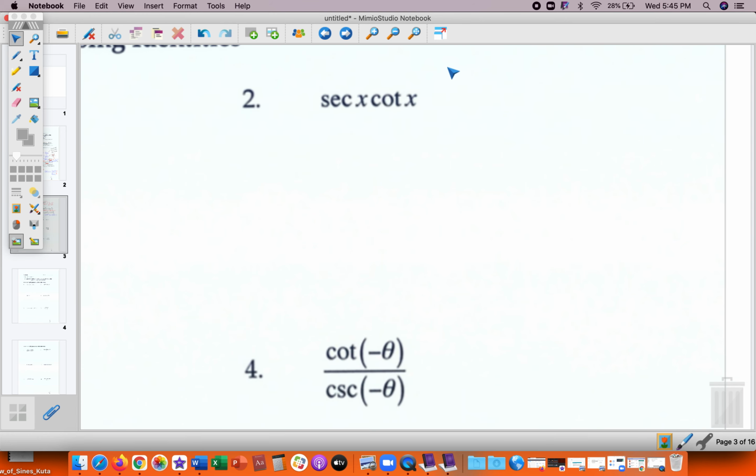So for number 2, I usually get somewhere by playing around with sine and cosine. So let's rewrite secant. Secant goes with cos, so 1 over cos of x. Cotan we can rewrite as cos over sine. Now we know it's a product, right? Secant times cotan. So I rewrote them using sine and cosine. Again, that usually gets you somewhere.